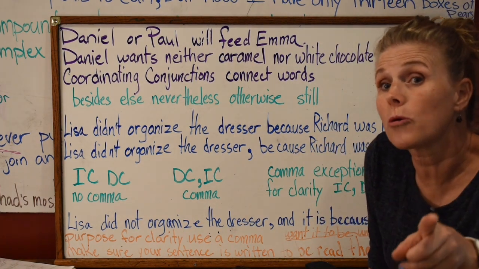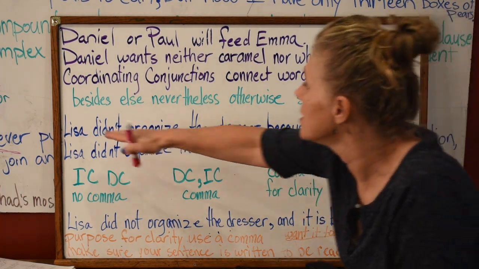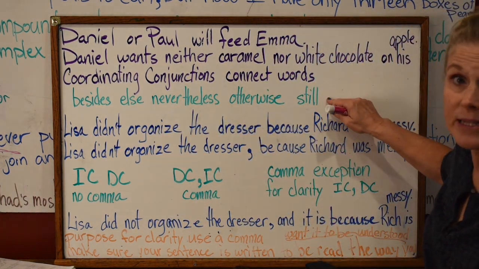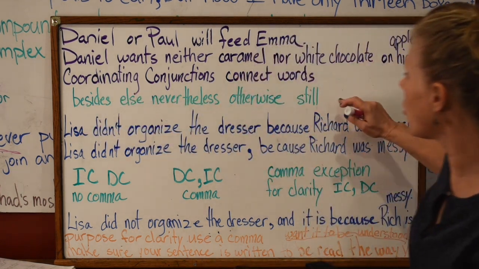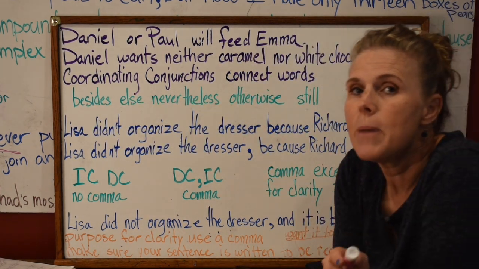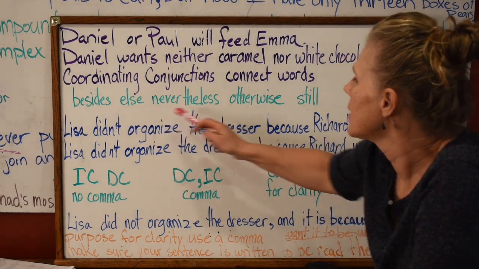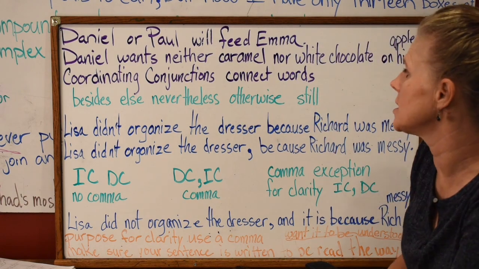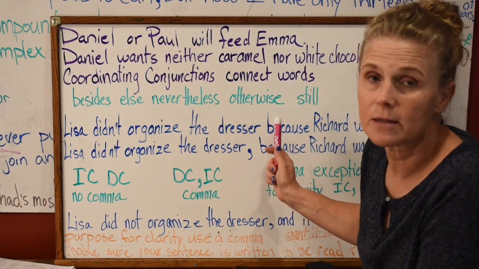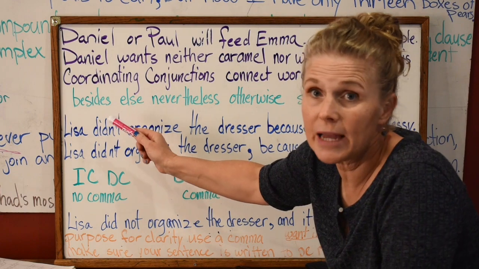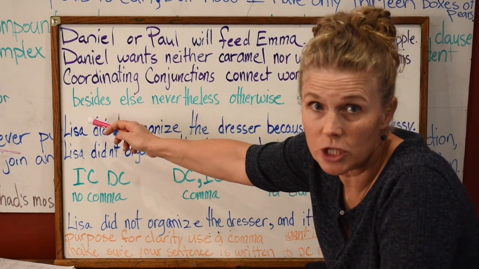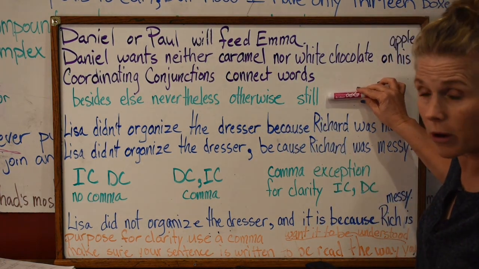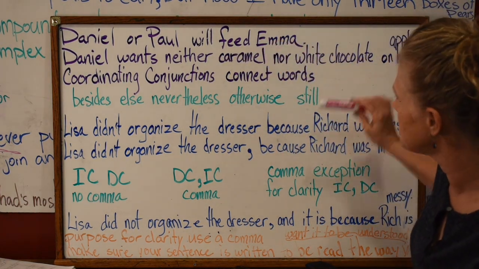Now here's some more coordinating conjunctions that they connect: besides, else, nevertheless, otherwise, and still. You can use these also as coordinating conjunctions, but they also can be something else in a sentence. They can also be a different part of speech in a sentence. So you need to be careful with this. See, like beside the chair. See, this would be a preposition. So be careful on how you connect your words, but there are more than just the fanboys.